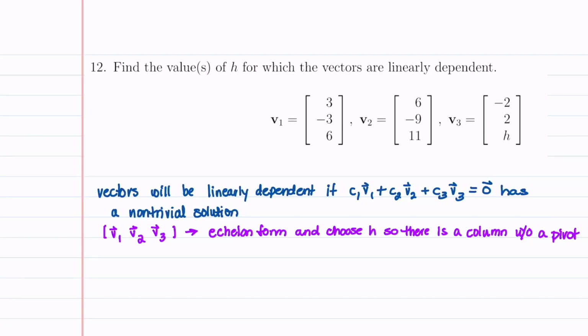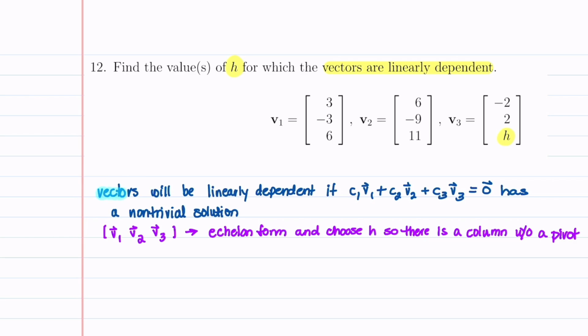In this problem, we're going to find the value of h for which the following vectors are linearly dependent. Let's notice that h is down here in vector v3. Let's talk about a little bit of theory before we dive into the solution of this problem.